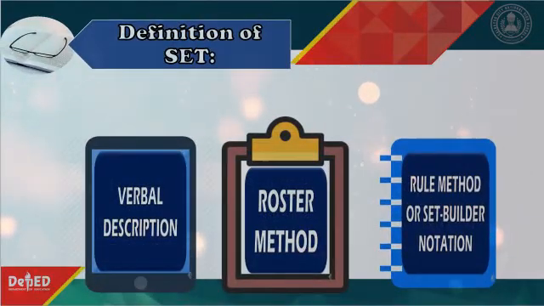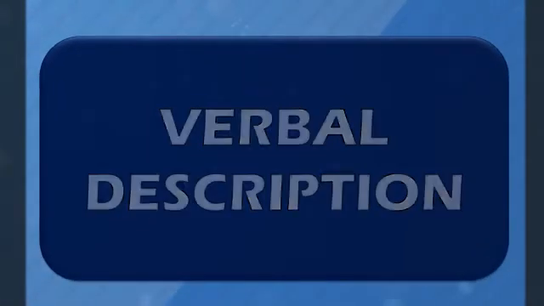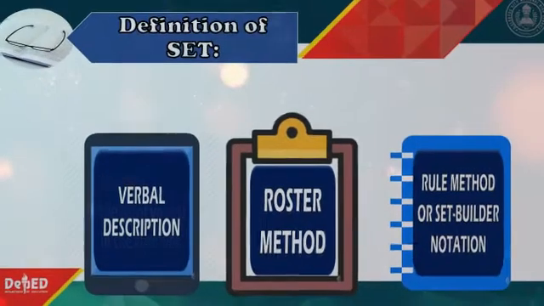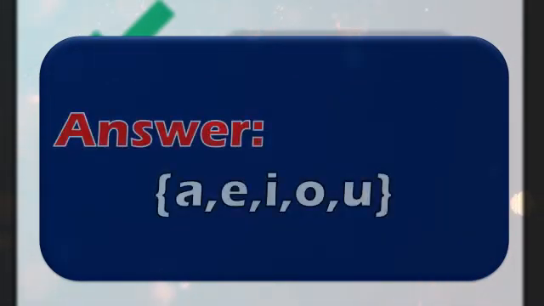We actually define a set via verbal description, roster method, or rule method or set builder notation. Let's say, for example, the set of vowels in the alphabet. For the verbal description, the answer would be the set of vowels in the alphabet. For the roster method, the elements are put inside a set bracket or a brace and is separated by a comma. So the answer would be A, comma E, comma I, comma O, comma U.